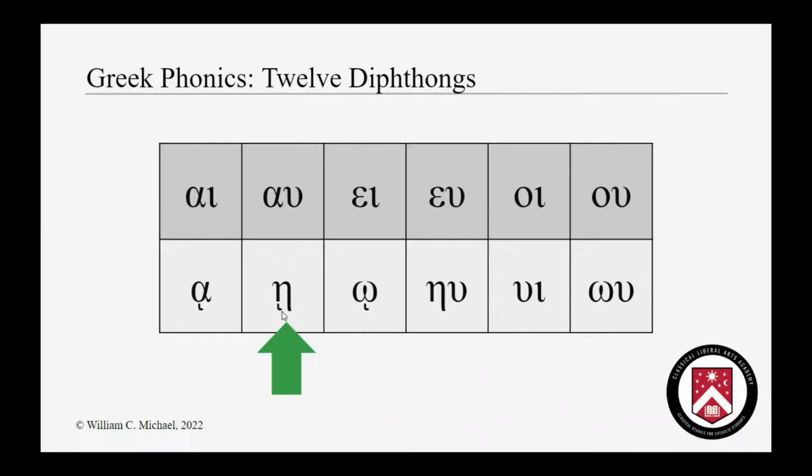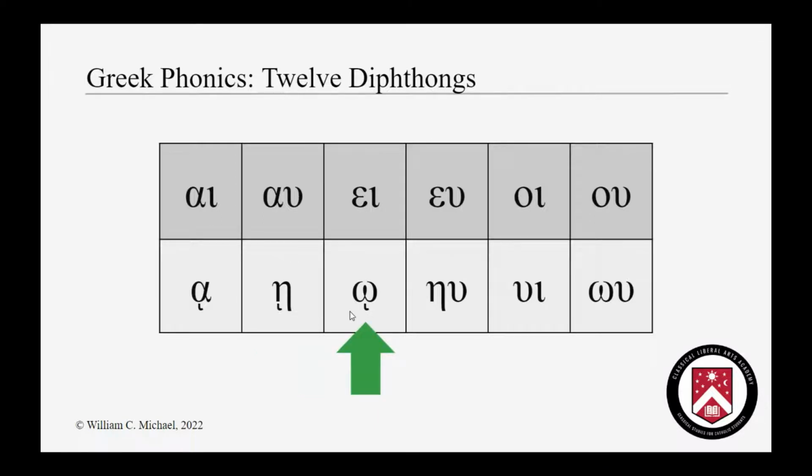The same is true with this diphthong. We see the vowel eta, and it was followed by an iota, but that iota has been dropped from pronunciation and written under the eta just to mark its existence. So when we see this diphthong, the letter eta with iota subscript, we read it with the sound of the eta alone. E.